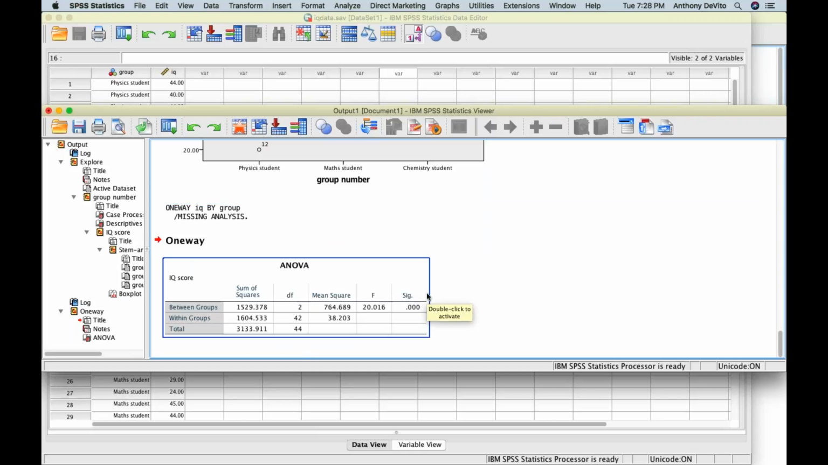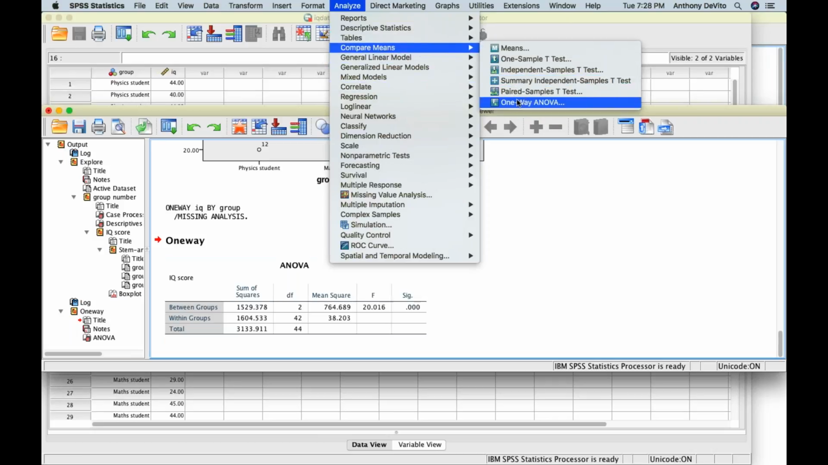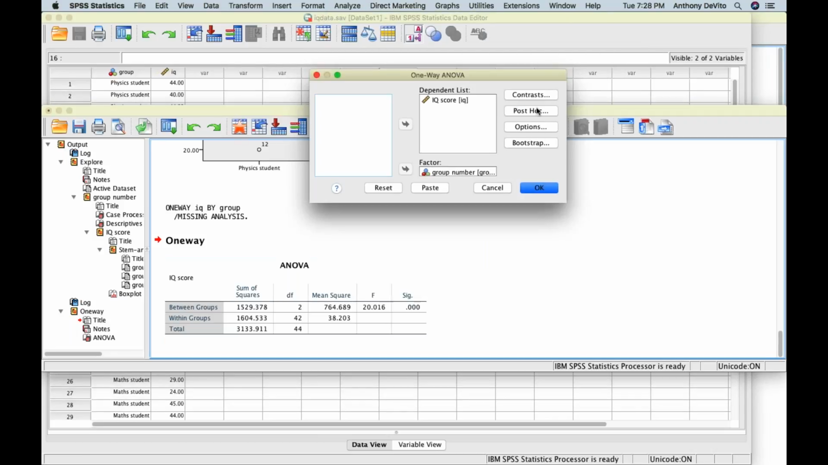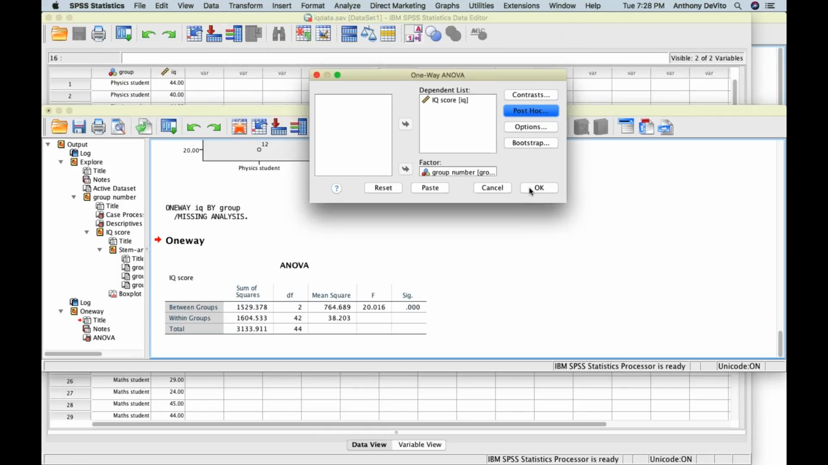Okay, so in this case, the significance, the p-value, is well under 0.05, right? Our F-value is 20, the p-value is well under 0.05, so we can go ahead and run our post hoc test. So I'm going to go to Analyze, Compare Means, One-Way Analysis of Variance. I'm going to go into Post Hoc, and I'm going to pick Tukey, and I'm going to click Continue. I'm going to say OK.